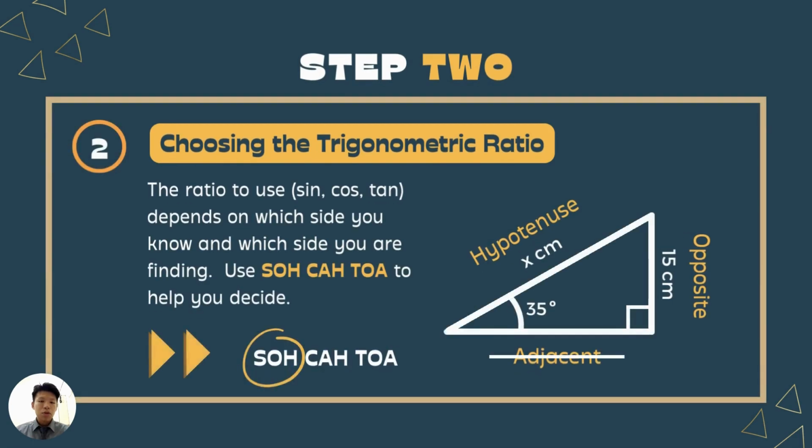Step 2, choosing the trigonometry ratio. The ratio to use is sine, cos, tan, depending on which side you know and which side you are finding. Use SOHCAHTOA to help you decide.